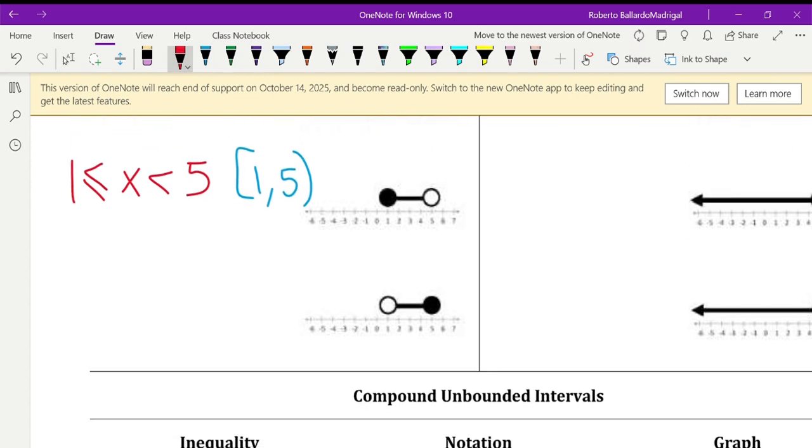Let's say we switch this around. Now we have an open circle first, closed circle after, which means 1 is less than x is less than or equal to 5. I have 1 and 5. 1 will get what? Parenthesis, while 5 gets a bracket.